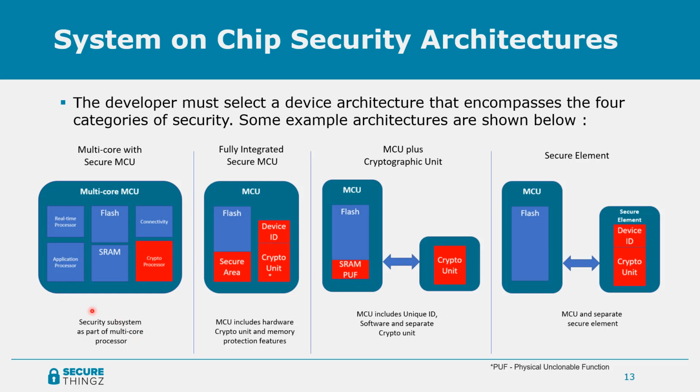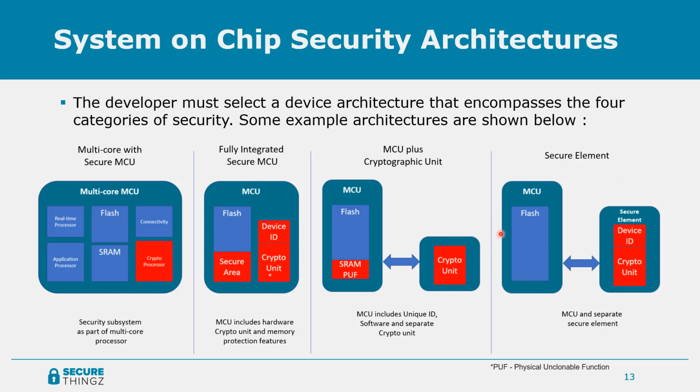The first one over here is a large multi-core MCU which has multiple separated processors and is an extremely complex device. Then we have the fully integrated MCU, very popular, and also a lot of these are coming out quite regularly with more and more secure elements integrated into the MCU. Then we have MCUs that can have an associated crypto unit with them. We have a communications path here and the crypto unit, which may have encryption, decryption accelerators on board.